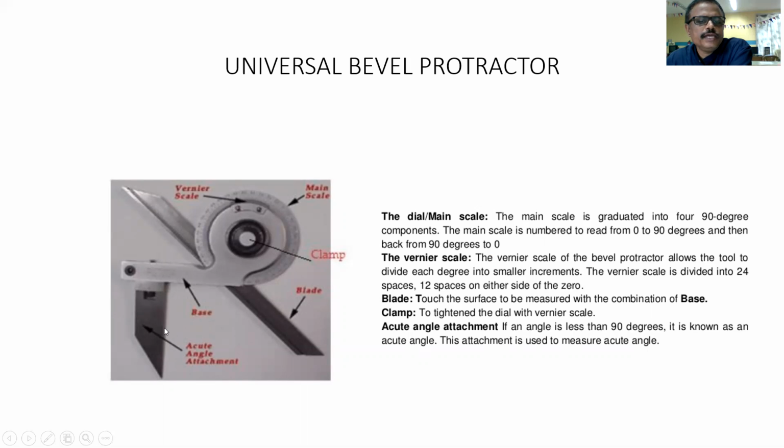Then there is also an acute angle attachment. An acute angle is any angle which is less than 90 degrees. So if an angle is less than 90 degrees, the acute angle attachment is used to measure such angles. So this is regarding the universal bevel protractor.